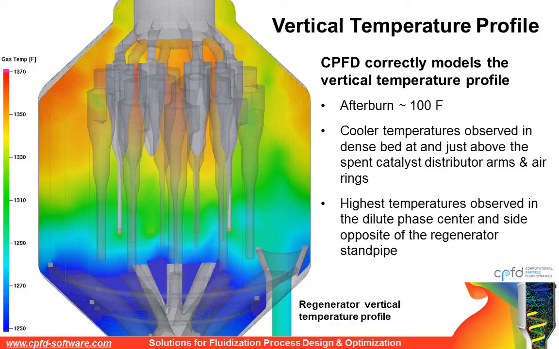Here you can see in the vertical temperature profile that the CFD simulation captured the afterburn phenomenon, which has been well documented in this unit. You can see it's offset slightly to the left because of the presence of the withdrawal well. But the afterburn is about 100 degrees, and that's what the CFD simulation ended up predicting as well. Cooler temperatures were observed in the dense bed at and just above the spent catalyst distributor arms and air rings, and the highest temperatures were observed on the side opposite the withdrawal well.